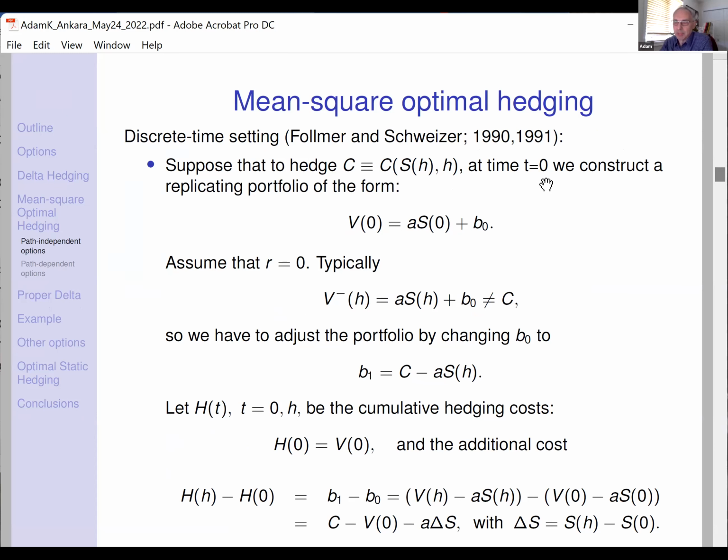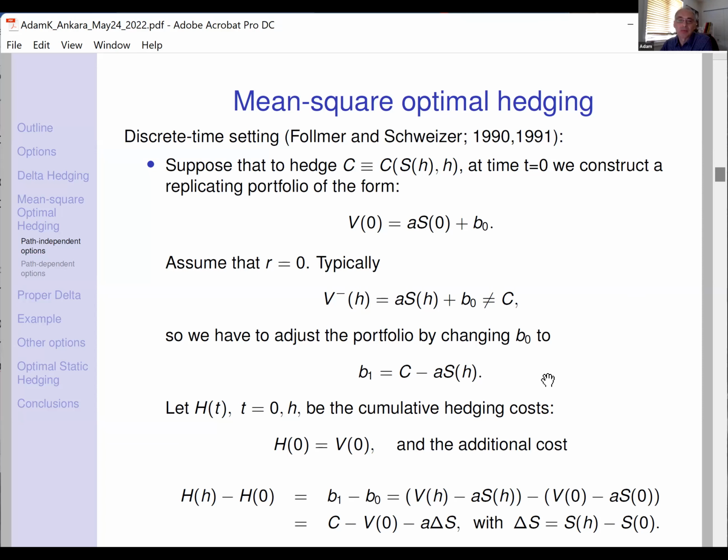So the explanation of the mean square optimal hedging here is in a generic framework. Suppose that, in a discrete time framework, I want to hedge the value of the option at the end of a period of length h, and at time 0, I set the replicating portfolio. And to simplify the explanation, suppose that the interest rate is 0. So at the end of the hedging period, the value of the hedging portfolio typically is not equal to the value of the target.